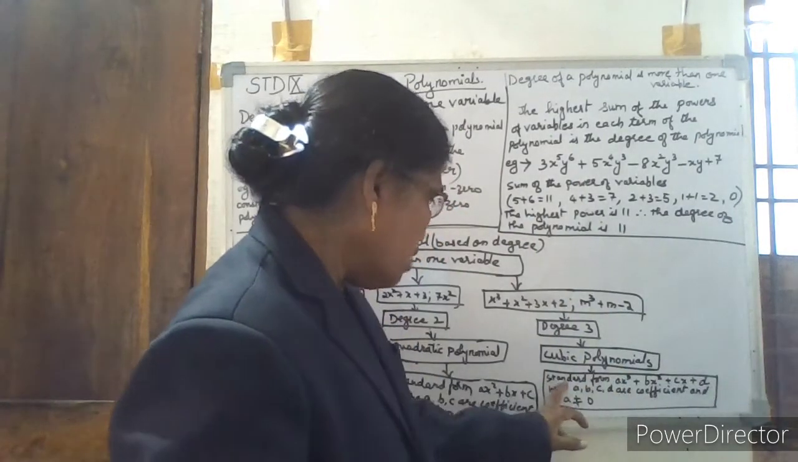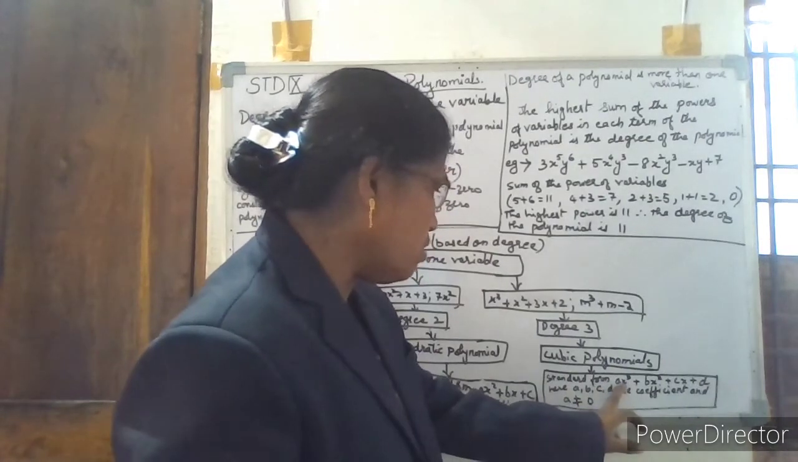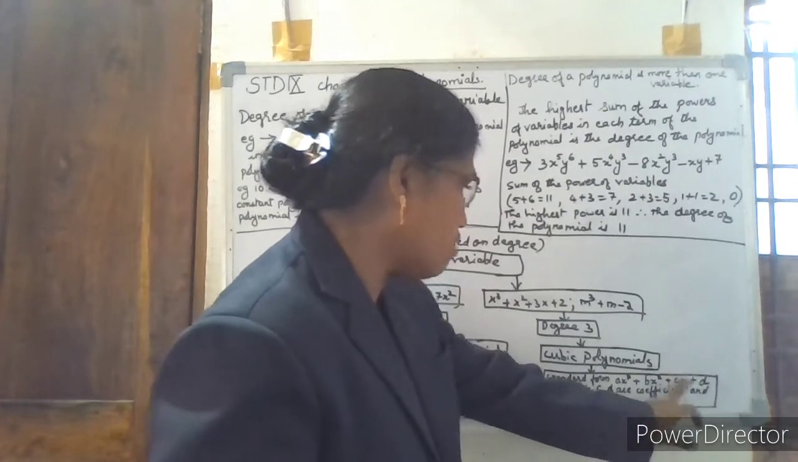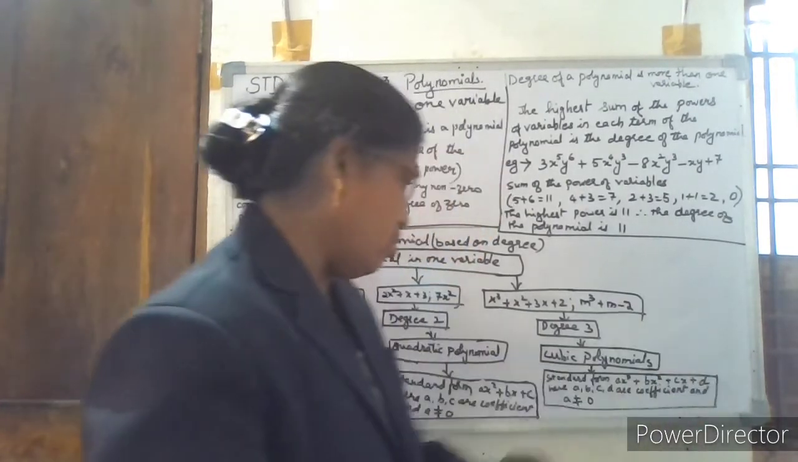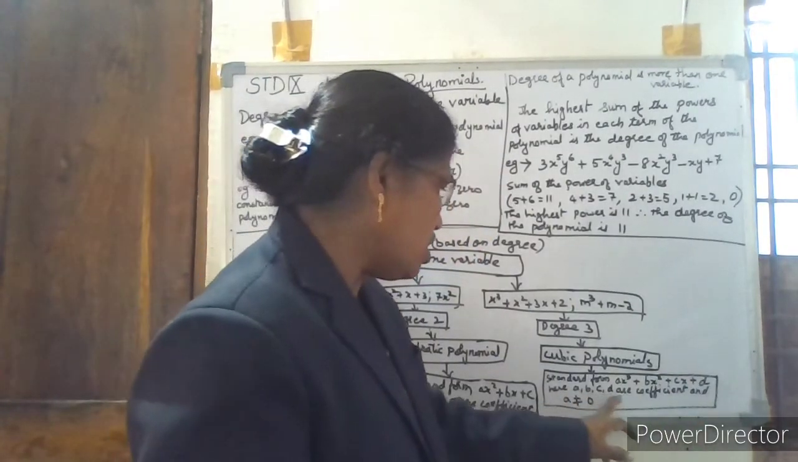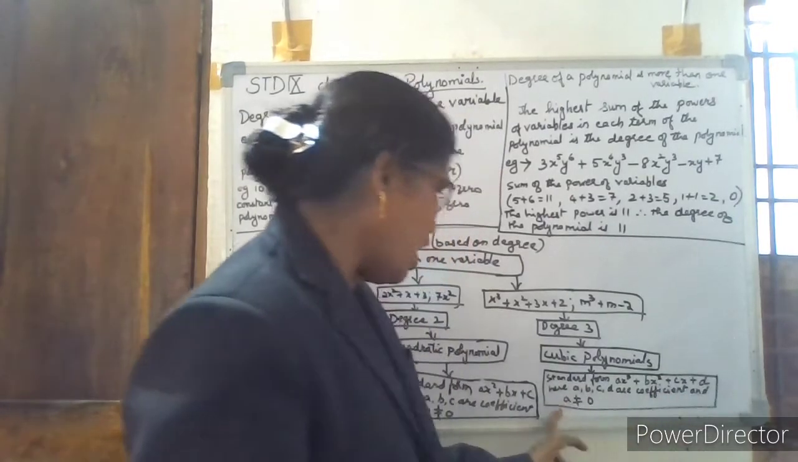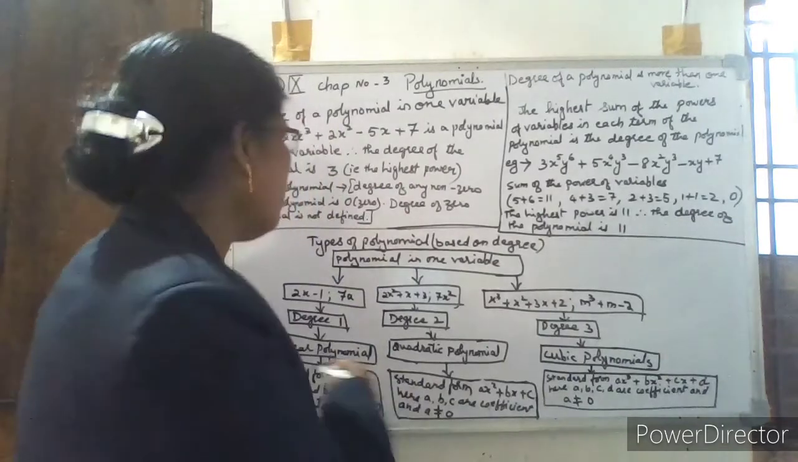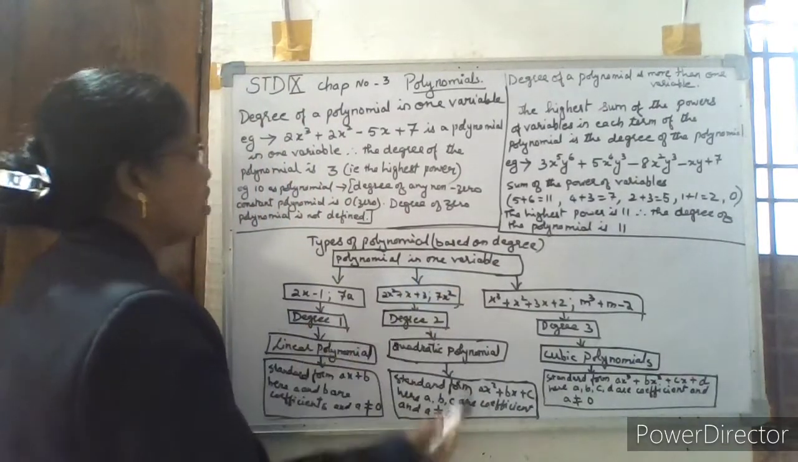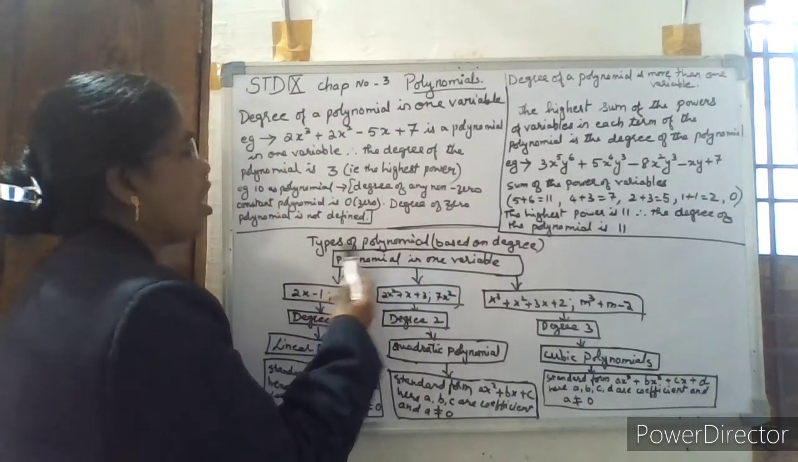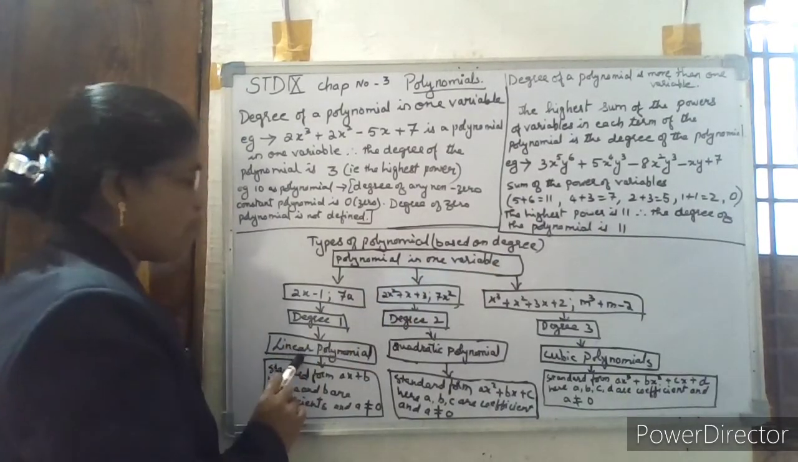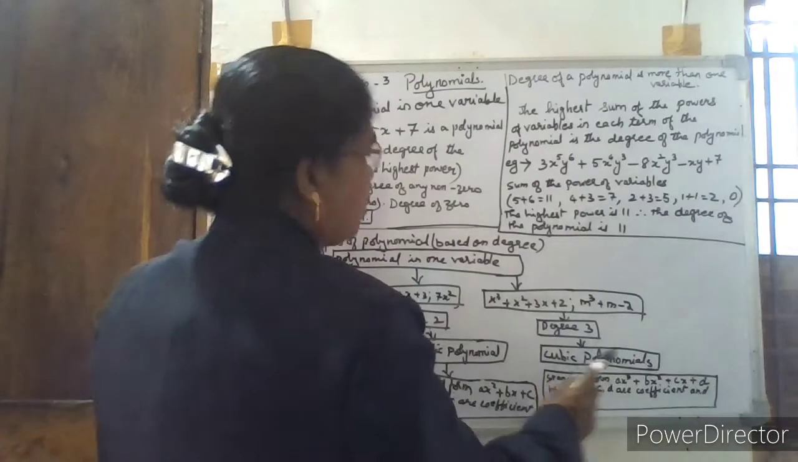The standard form of a cubic polynomial is ax cube plus bx squared plus cx plus d. Here a, b, c, d are the coefficients and a again must not be equal to 0. So, this is about the types of polynomials in one variable based on degree. It is linear polynomial, quadratic polynomial and cubic polynomial.